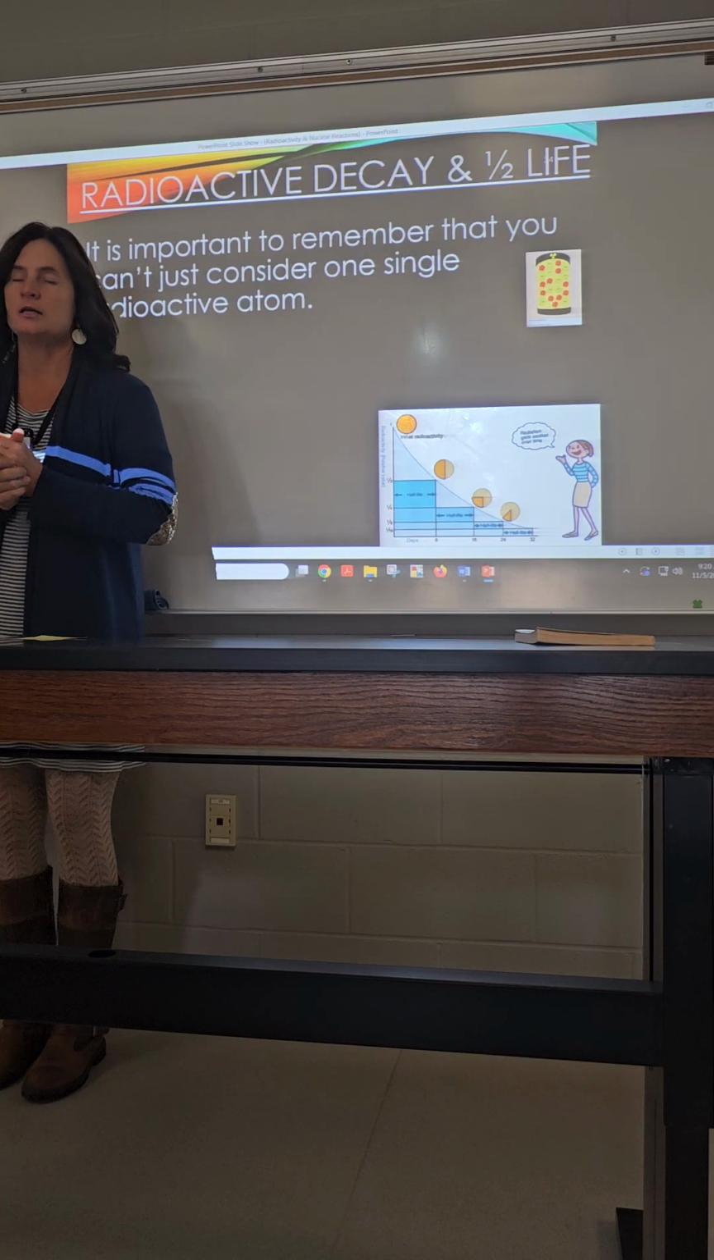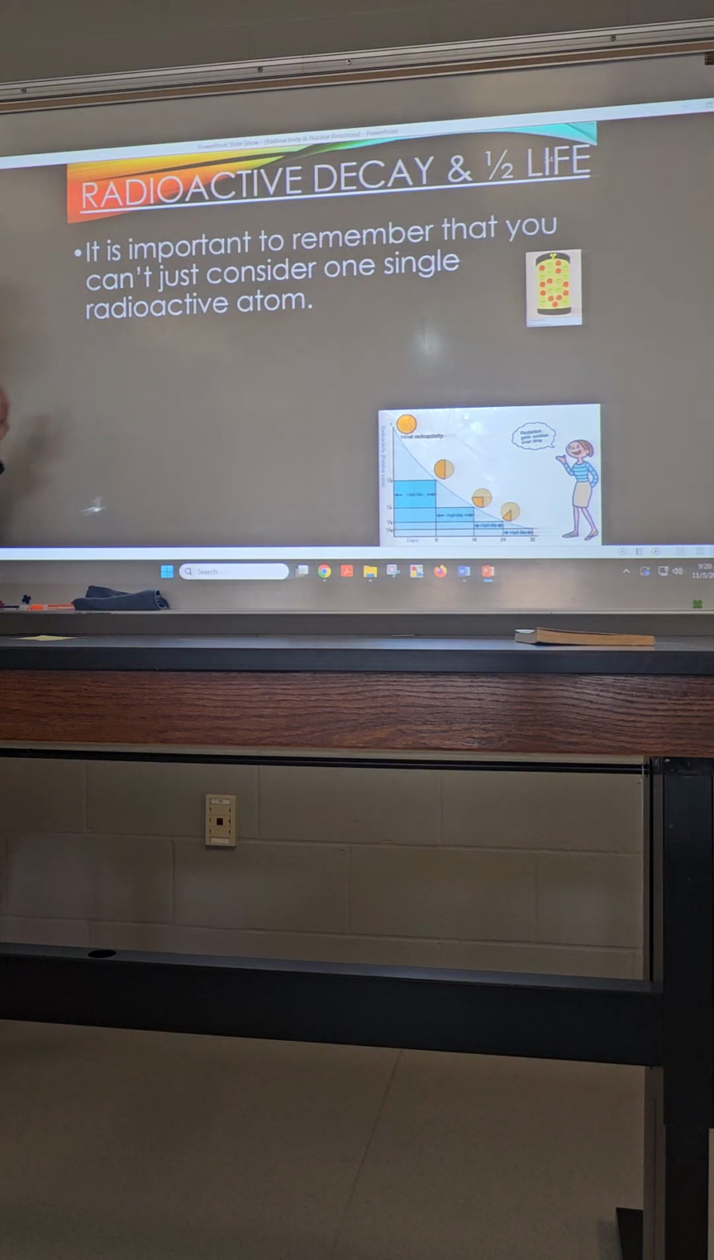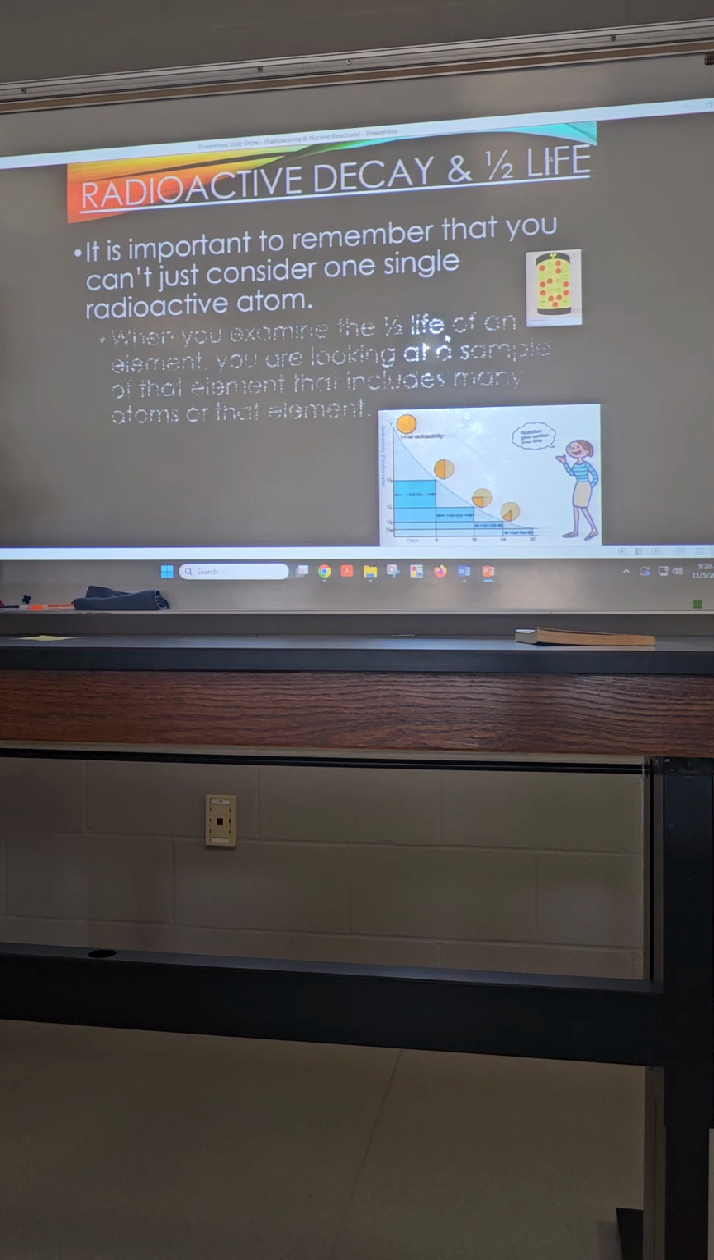All right? And so that's kind of a key thing. You're only looking at the sample in general. You can't pinpoint a specific atom out of that sample. And so when you examine the half-life of an element, you're really looking at the sample and all the elements that are in that sample.